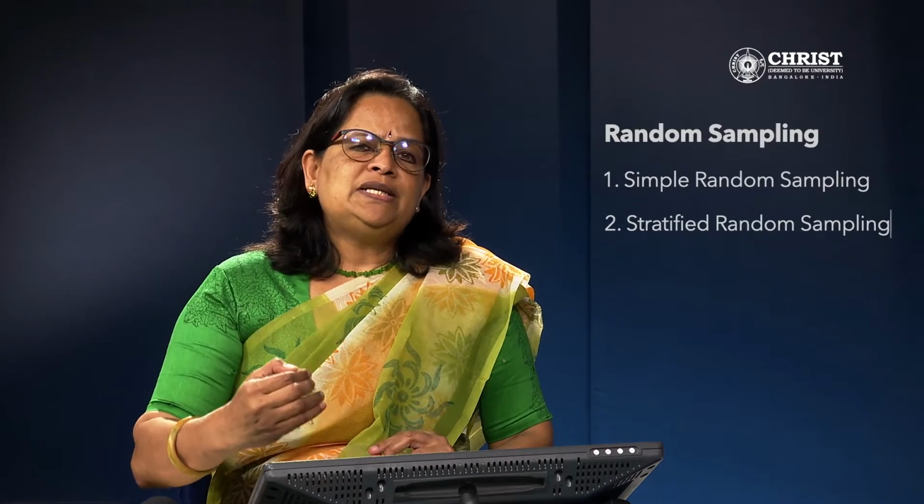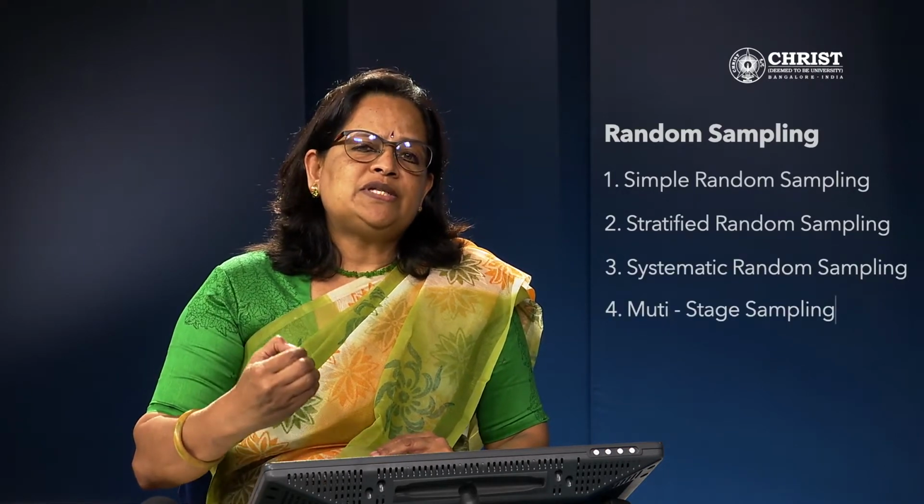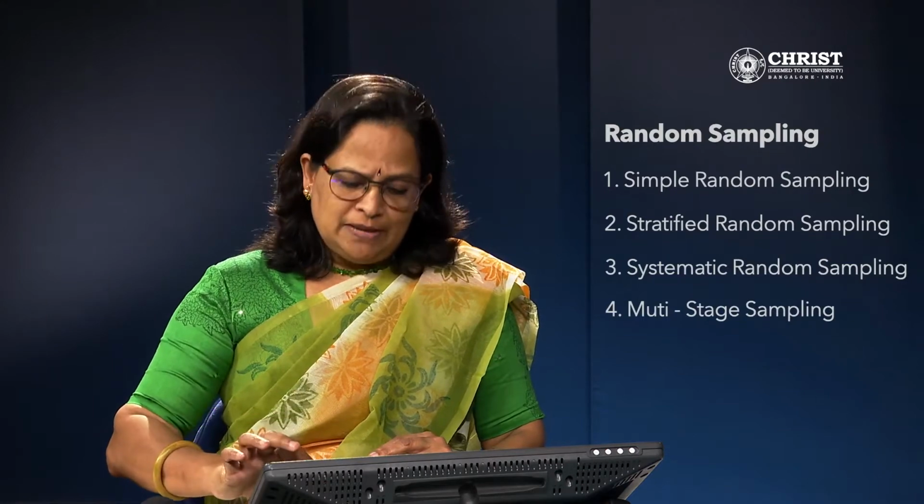Now random sampling methods we are dividing into four, and each method with its merits and demerits we are going to explain. The first method is simple random sampling, second is stratified random sampling, third is systematic random sampling and fourth is multistage sampling. So we will see these methods one by one. First is simple random sampling.